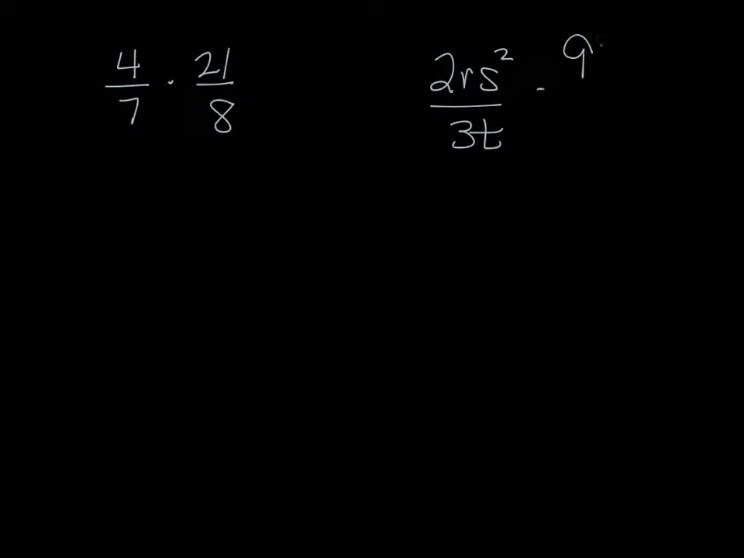So my answer is 2x over 5y. I'm going to give you just a couple to practice with. Let's go ahead and do 4/7 times 21/8. And then let's do 2rs squared over 3t times 9t squared over 4rs. So go ahead and work through those. This becomes a 1, this becomes a 2, this becomes a 1, this becomes a 3, and I get 3/2.